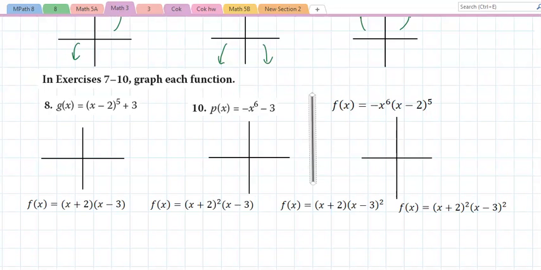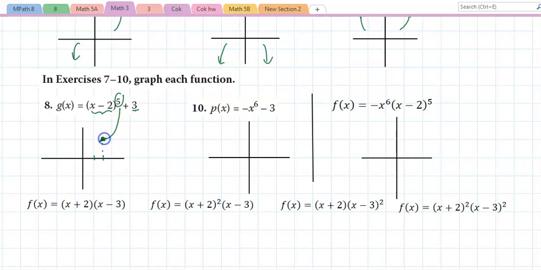So, if I look at y equals (x minus 2) to the 5th plus 3, I know this is a 0. If I set that equal to 0, that's going to be 0 at 2. And up 3 units, 1, 2, 3. Here we go. x to the 5th, like x to the 3rd, looks like a cubic.